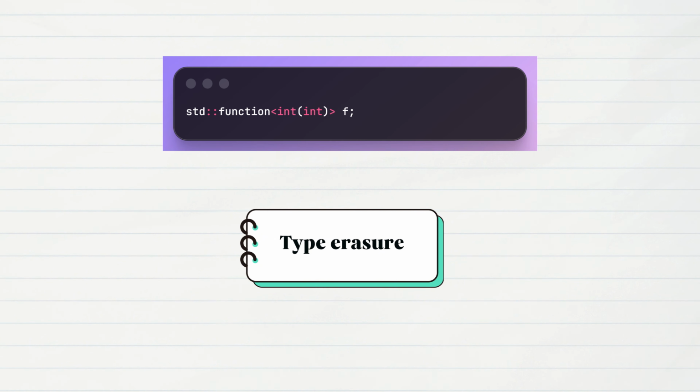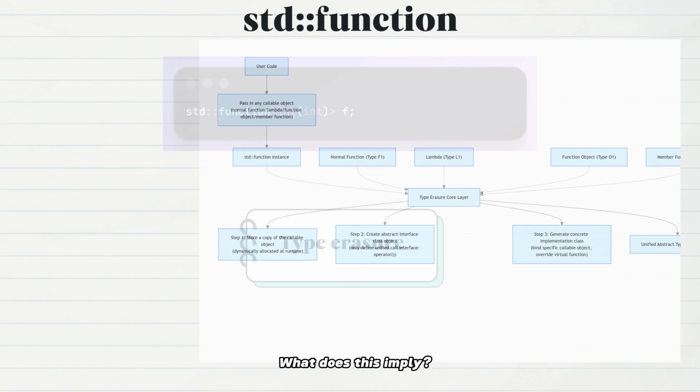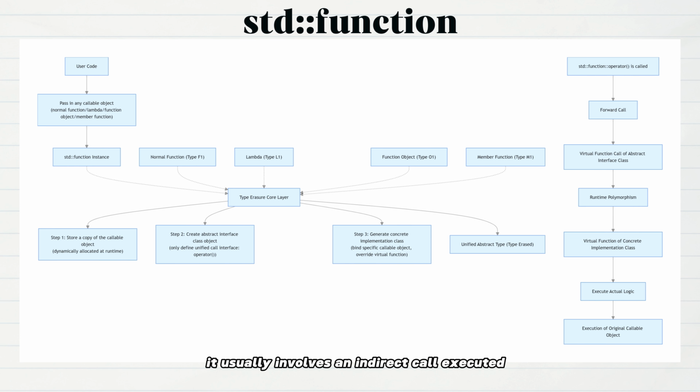It's type erasure. It needs to store a copy of the function object at runtime and use virtual functions or function pointers to forward the call. What does this imply? First, it usually involves an indirect call executed via table or function pointer jumps. Second, it's almost impossible to inline. Compilers can't predict the actual target function to be called in advance. Furthermore, in some cases, it may even trigger heap allocation. If the stored function object exceeds the SBO (small buffer optimization) threshold, it will allocate space on the heap.